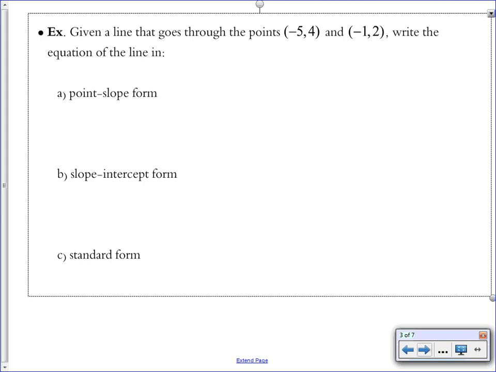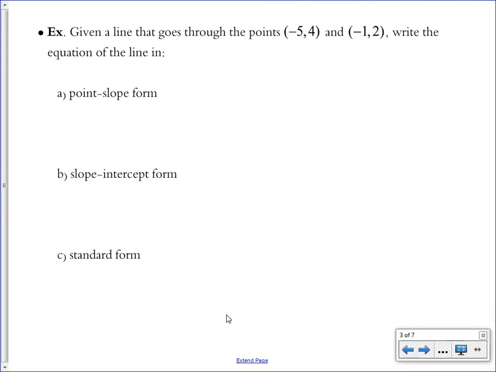Another example says, given a line that goes through 2 points, and it gives us 2 points, we're going to write the equation in all three forms. So instead of giving us a slope and 1 point, it gives us 2 points. So we'll just have to start by calculating the slope ourselves. So slope, as we remember, is m equals. We're going to subtract the y values on top of the fraction, subtract the x values on the bottom of the fraction, simplify the top and the bottom.